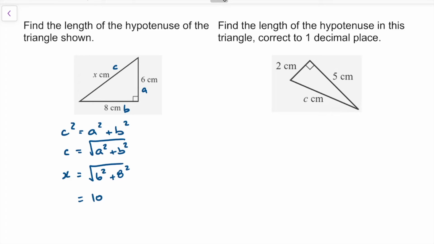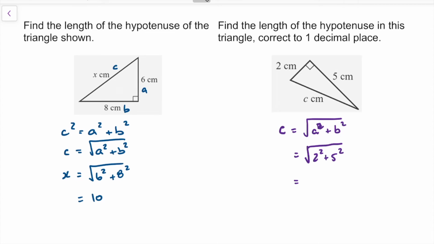We have actually labelled our side as c today. This one's going to have a decimal answer. So let's plug this in. We've got c equals the square root of a squared plus b squared. There's my formula I'm using. I've still got the c there because that's what's in my diagram. And I go 2 squared plus 5 squared.